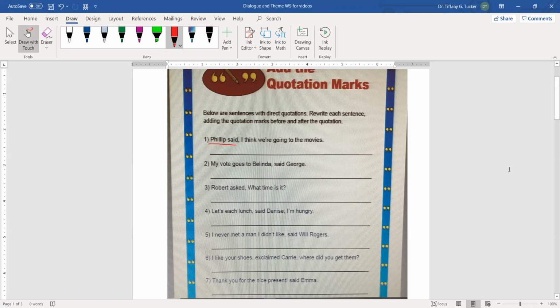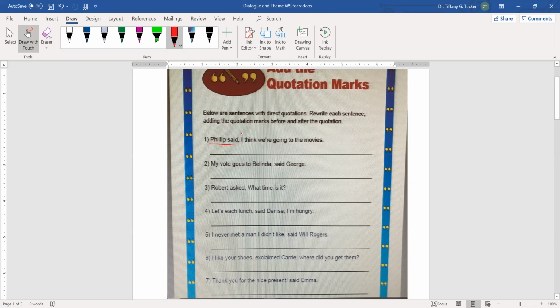I know that Philip is talking. So then I ask myself, well, what is it that Philip is saying? What words are coming out of Philip's mouth? So then I look at the rest of the sentence and it says, "I think we're going to the movies." This is the dialogue of the sentence. This is what Philip is actually saying. So when we find the dialogue part of the sentence, this is where we're going to add our quotation marks.